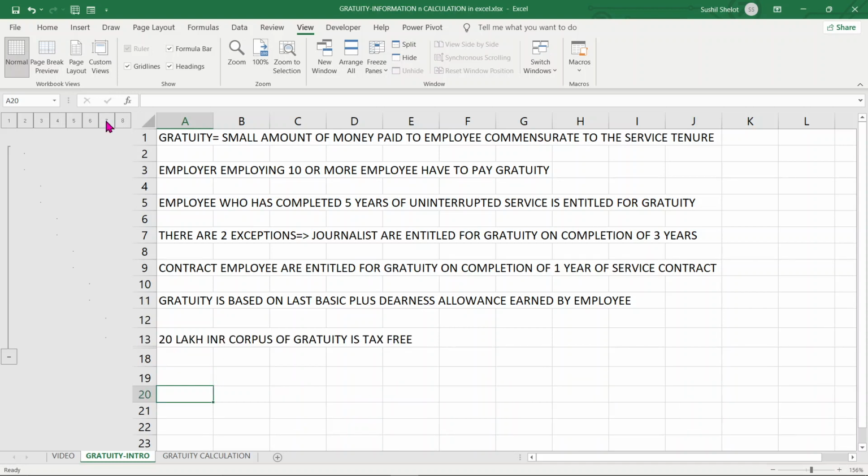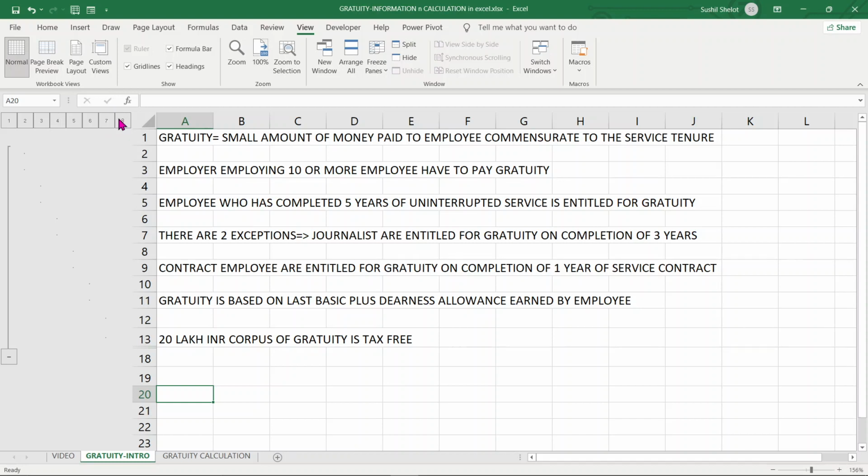The next thing is the corpus, that is 20 lakh maximum, which is entitled to be tax free as per the government norms in India. So 20 lakh is 2 followed by 6 zeros. That's it. So a 20 lakh INR corpus is entitled to be tax free, and anything which is paid over and above 20 lakh rupees is taxable.